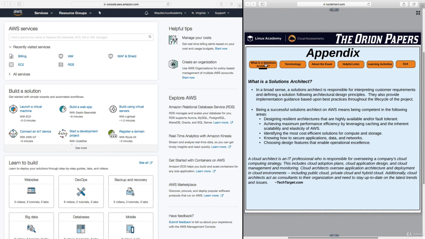Now that we've covered what a solutions architect is, let's move on to the next video where we'll introduce the Well-Architected Framework.